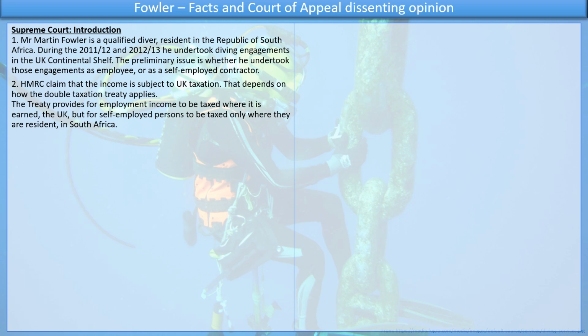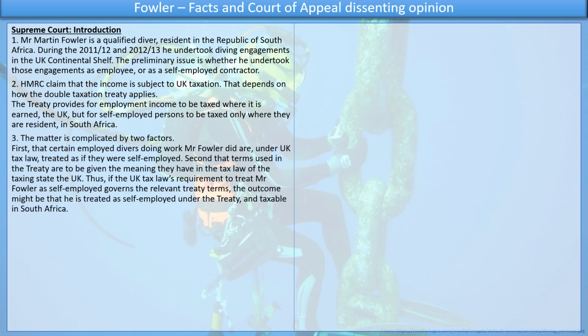That depends on how the double taxation treaty applies. The treaty provides for employment income to be taxed where it is earned, in other words in the UK. But self-employed persons are taxed only where they are resident, and Fowler was resident in South Africa.